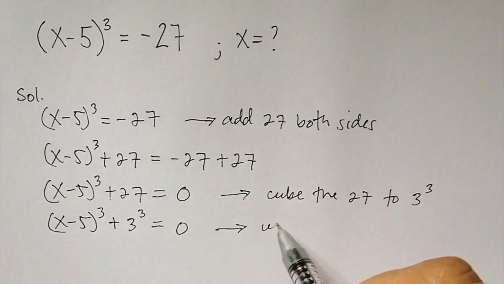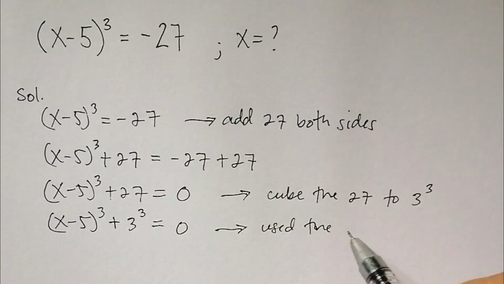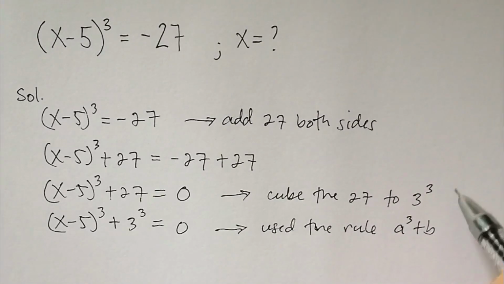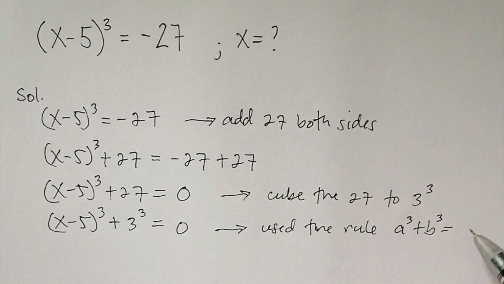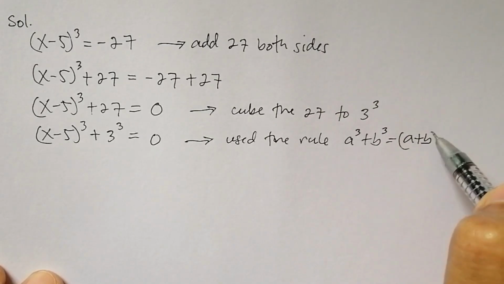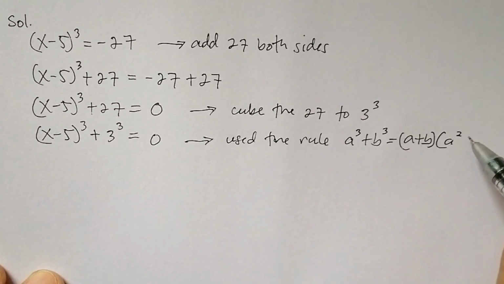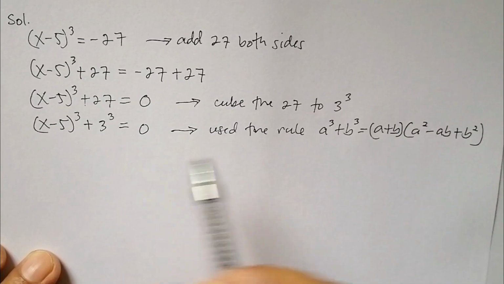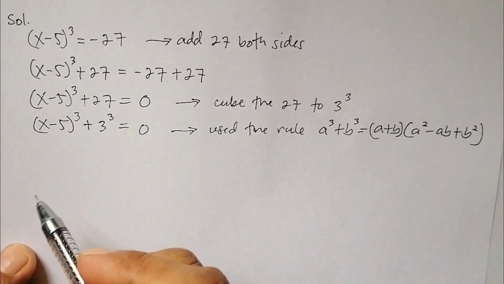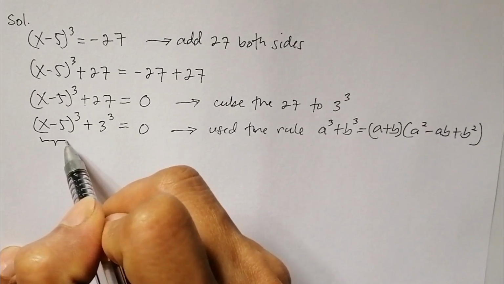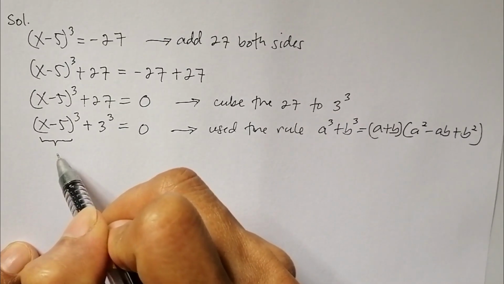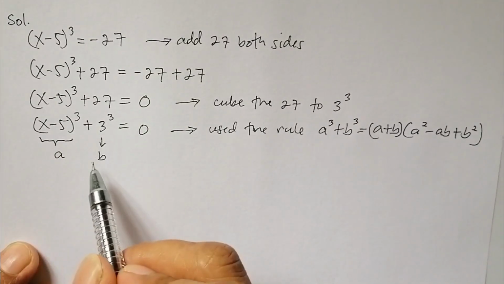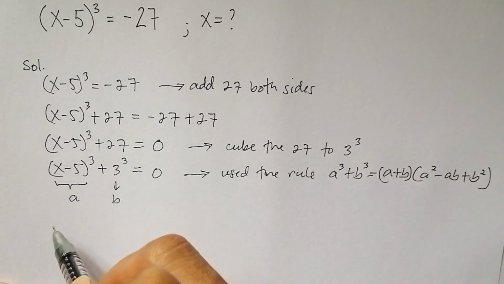By this form, use the sum of two cubes, which is a cube plus b cube is equal to (a plus b) times (a raised to 2 minus ab plus b squared). So we use the product of sum of two cubes with the given equation. Let us assign a as the x minus 5 and b is 3. Then let's plug in the values of a and b in the product of sum of two cubes.